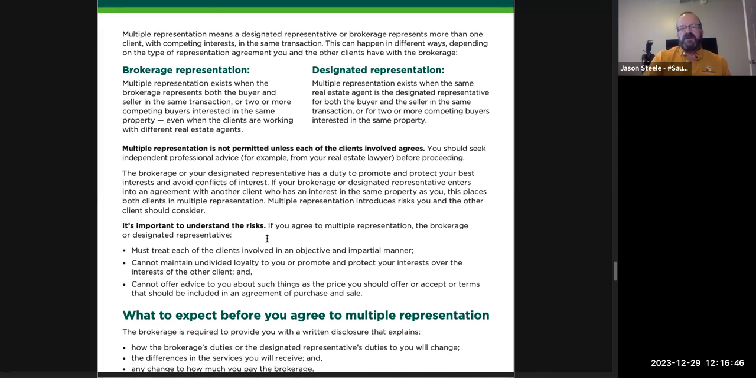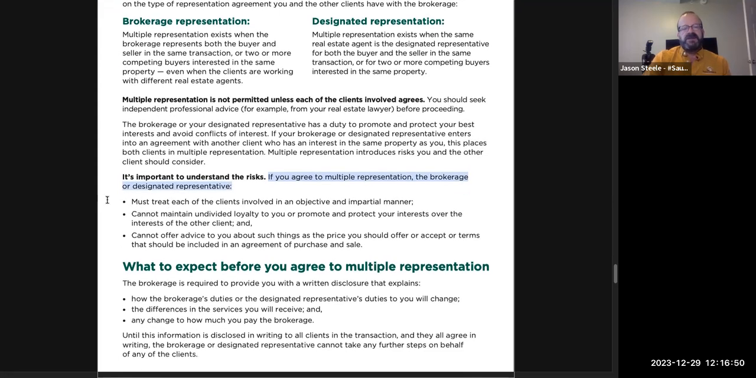If you agree to multiple representation, the brokerage or designated rep must treat each of the clients involved in an objective and impartial manner, cannot maintain undivided loyalty to you or promote and protect your interests over the interests of the other client, and cannot offer advice to you about such things as price you should offer or accept, or terms that should be included in an agreement of purchase and sale.